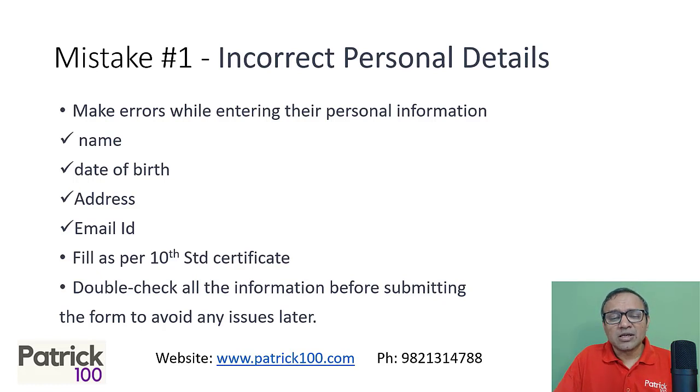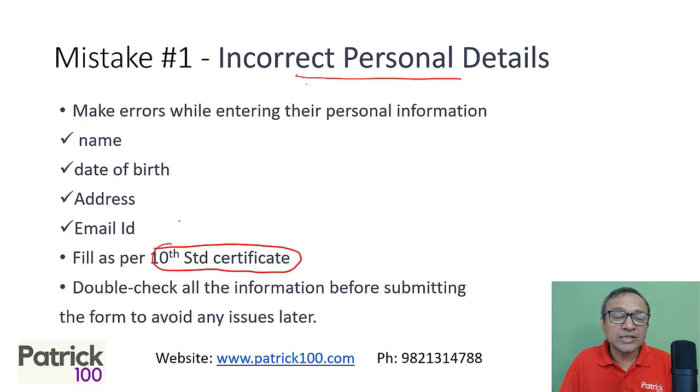Coming to mistakes. First, ensure that your personal details are proper. It should be based on the 10th standard certificate. Remember, look at the 10th standard certificate and accordingly fill your name, date of birth, address, email ID. Ensure that all the information is proper. Double check it. Ensure that it is in proper order, and then go ahead. The name, surname, how it is mentioned, it has to be as per the 10th standard certificate. Preferably have the certificate in front of you when you're filling the form, so that you avoid making mistakes, and ensure that you go through it again before you submit it and go to the next page.